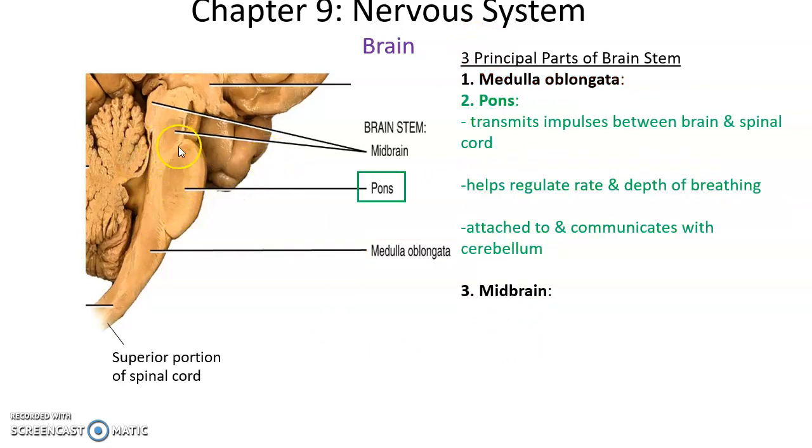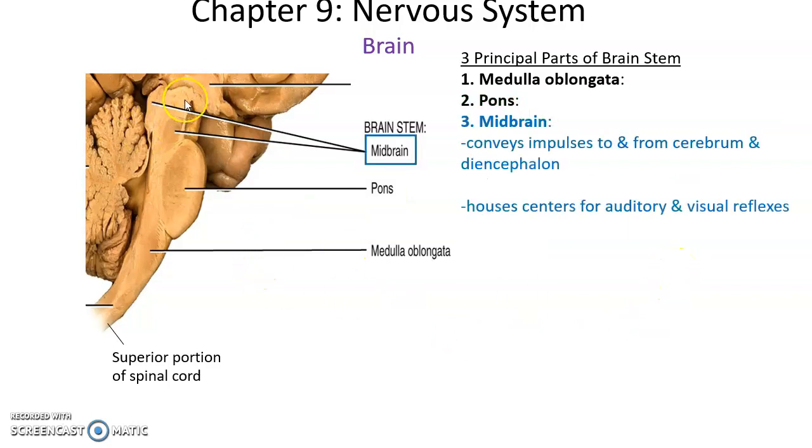Then we have the pons. The pons is able to continue transmitting impulses between the cerebrum and diencephalon and the spinal cord. It helps to regulate the rate and depth of breathing. So for instance, it helps prevent us from breathing in too deep. So no matter how hard you breathe in, you cannot overinflate your lungs, which is good. The pons also has a lot of connections with the cerebellum, and out of all parts of the brainstem, it's the part that communicates the most with the cerebellum.